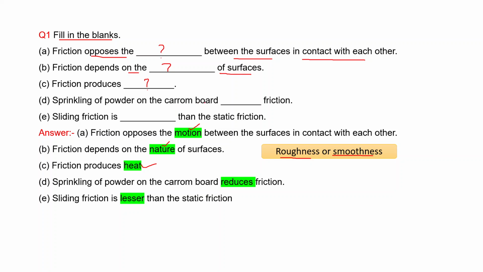Sprinkling of powder on the carom board blank friction. Answer is, sprinkling of powder on the carom board reduces friction. Sliding friction is blank than the static friction. Answer is, sliding friction is lesser than the static friction.